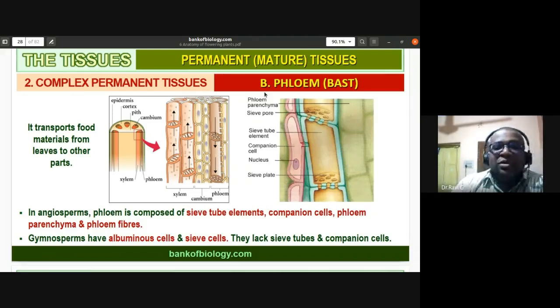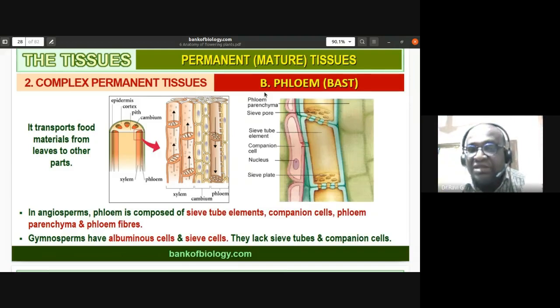So in angiosperms, the phloem is composed of sieve tube elements. The sieve tube is the only living cell without nucleus. In plants, the only living cell without nucleus is the sieve tube. Sieve tubes are found in close connection with companion cells. They also have phloem parenchyma and phloem fibers. So in angiosperms, phloem is composed of sieve tube elements, companion cells, phloem parenchyma, and phloem fibers.